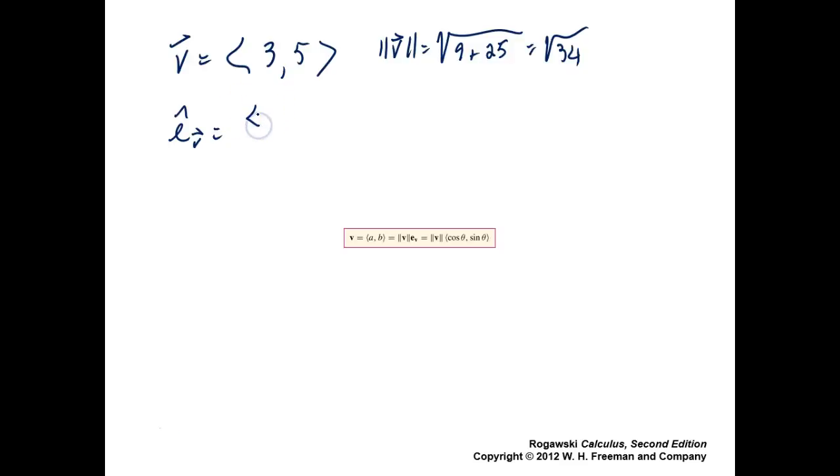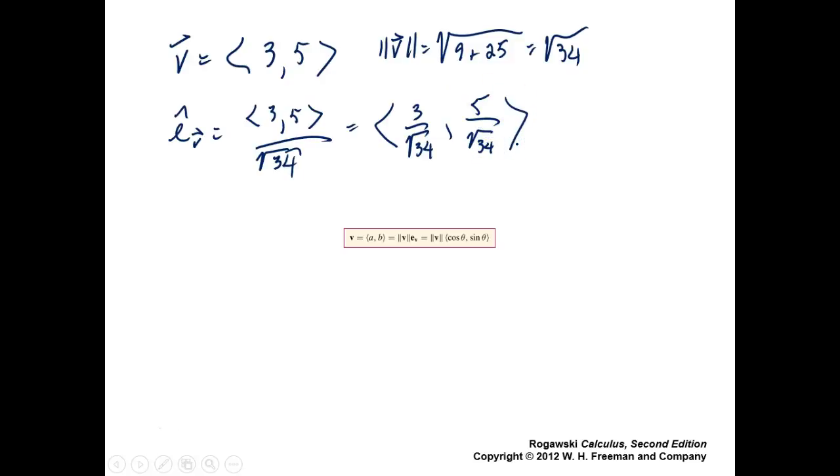Okay, so you take v, 3, 5, and divide by the square root of 34. And then if you break that up by components, that would be 3 over root 34, comma, 5 over root 34. Okay? That is the unit vector in the direction of v. Does that make sense?